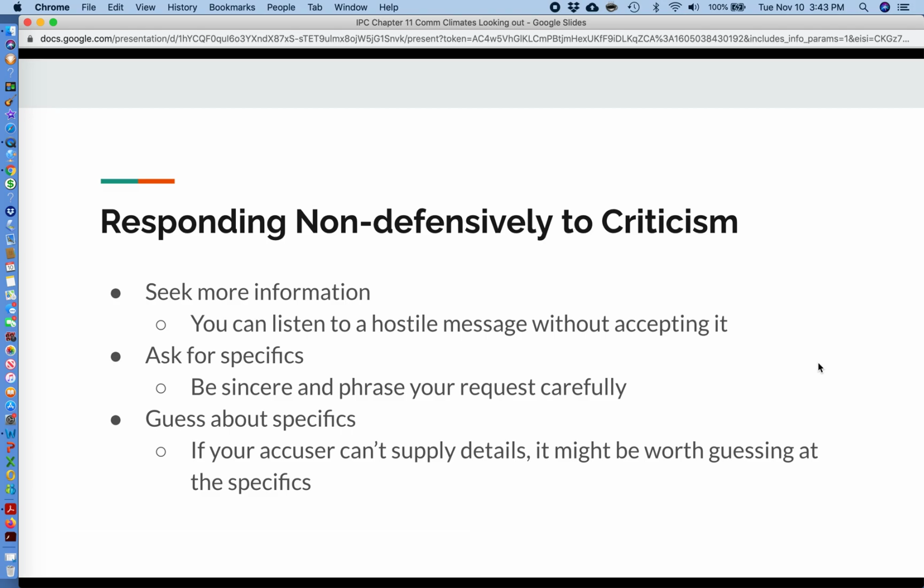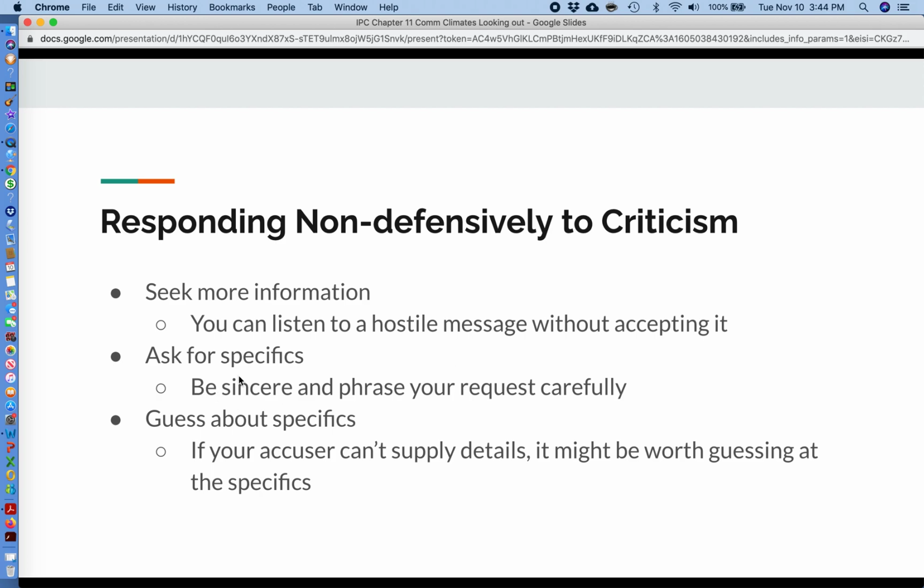So let's talk about how you can respond non-defensively if other people are criticizing you, if other people have problems with you. So the first thing you can do is seek more information. You've got to remember, you can listen to an angry message without agreeing with it. So that's, I see, you look upset about something. Did I do something? And then really listen to what the person has to say.